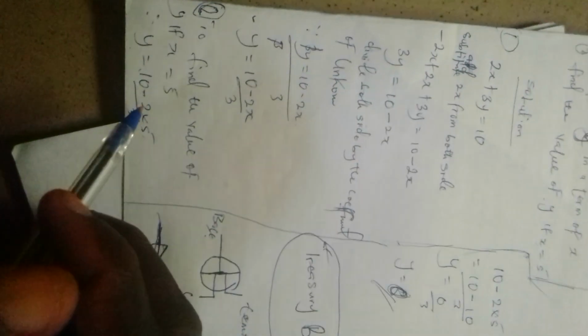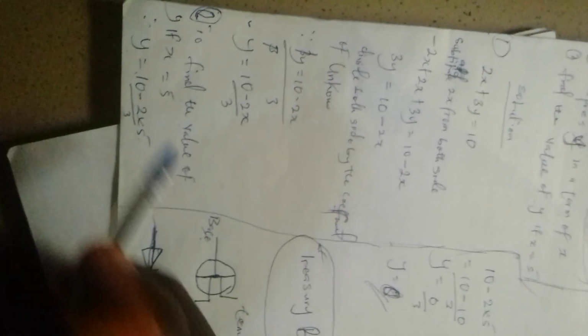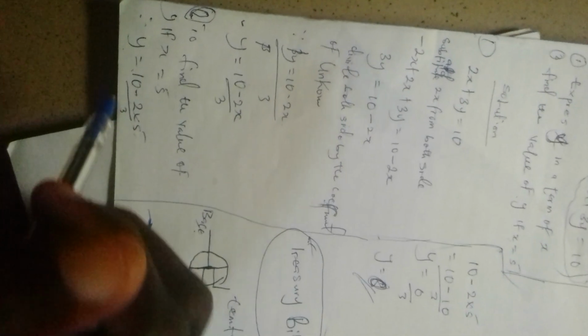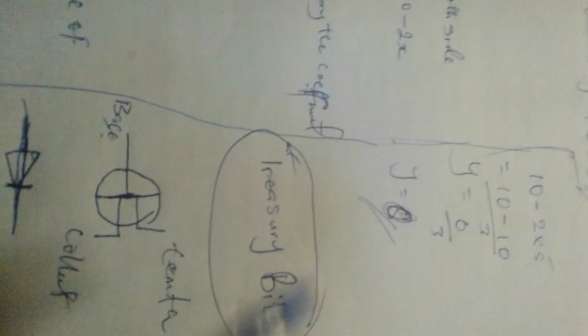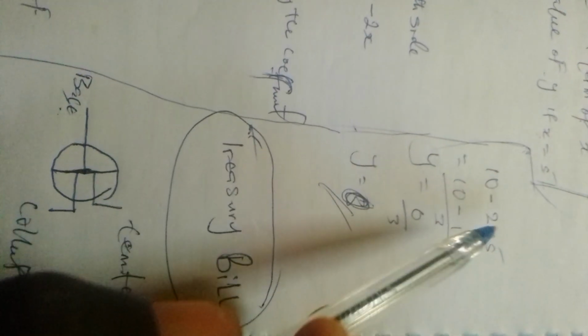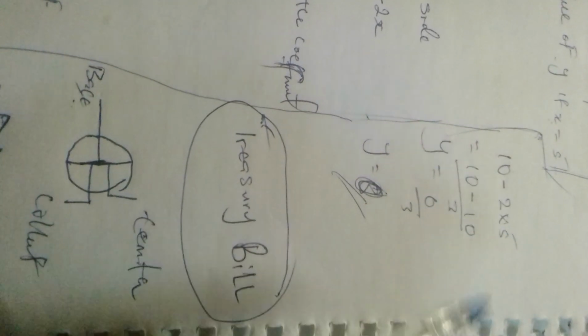To find the value of y if x is equal to 5, y is equal to 10 minus 2 times 5, substituting 5 for our x, all over 3. Therefore, 10 minus 2 times 5. 2 times 5 is equal to 10.